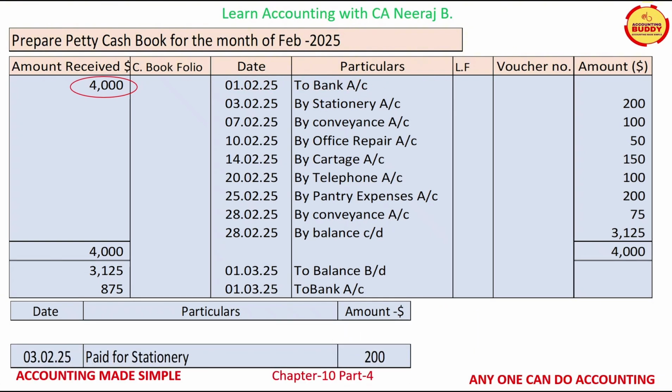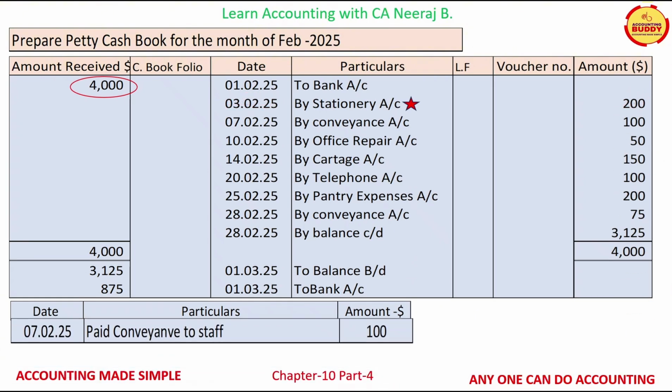On 3rd of February 25, the business paid $200 for stationery. This transaction will be recorded on 3rd of February 25 by writing the words by stationery account in the particulars column for $200. On 7th February 25, the petty cashier paid $100 as conveyance to one of the staff. This transaction will be recorded on 7th of February 25 by writing the words by conveyance account in the particulars column for $100.